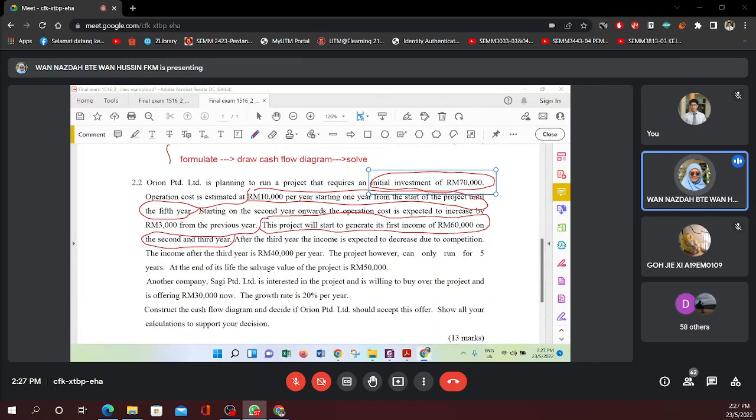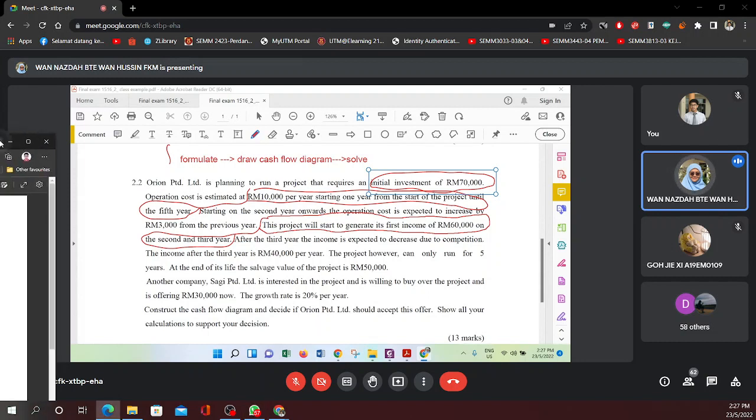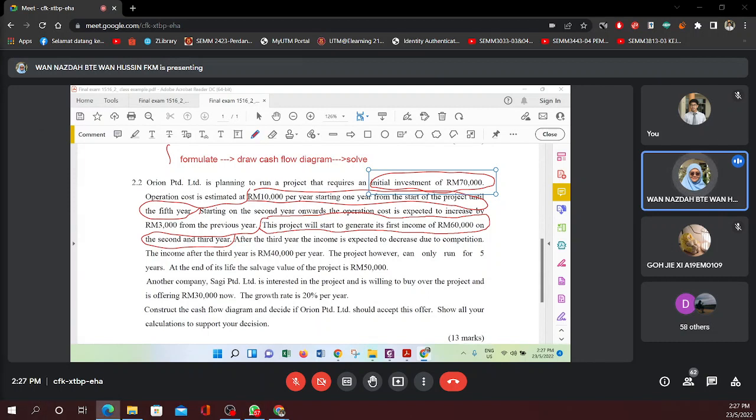Okay, Alif Muhaimin, draw the block diagram of 40,000. That 40,000 is actually income after the third year until the end of the project cycle.